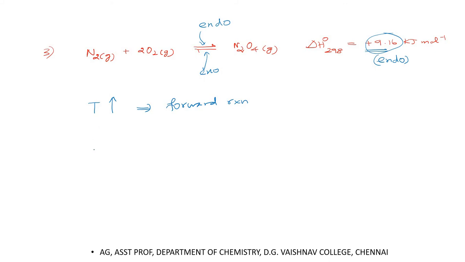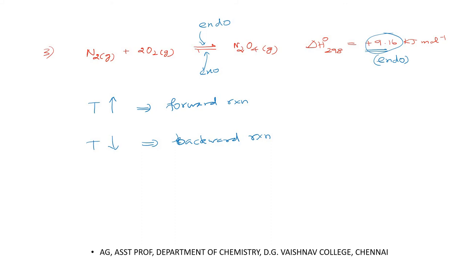Keep this in mind. Similarly, if you decrease temperature, or if you remove heat from the system, temperature will come down. So decrease of temperature will favor exothermic reaction. In this case, backward reaction is exothermic, so backward reaction will occur to a larger extent. So these are all the qualitative ways of explaining the effect of temperature on equilibrium reaction. This was given by Le Chatelier.